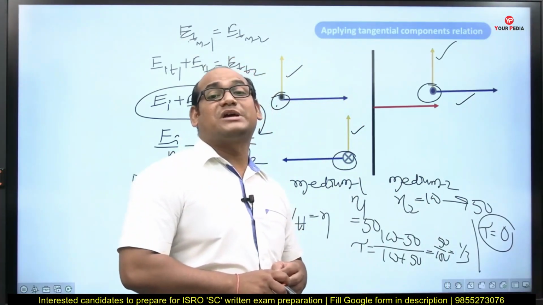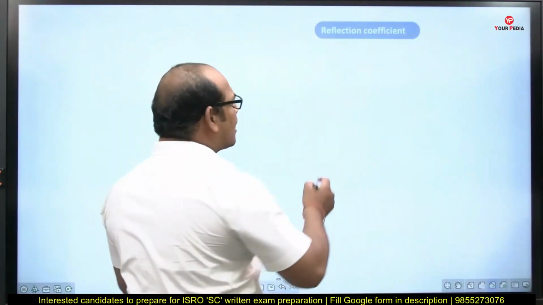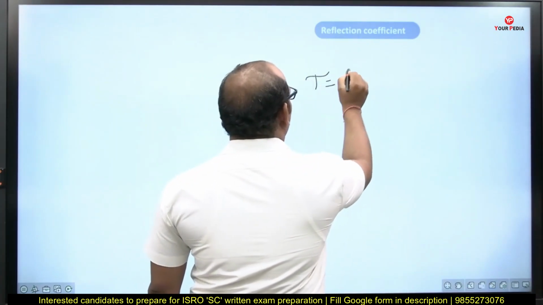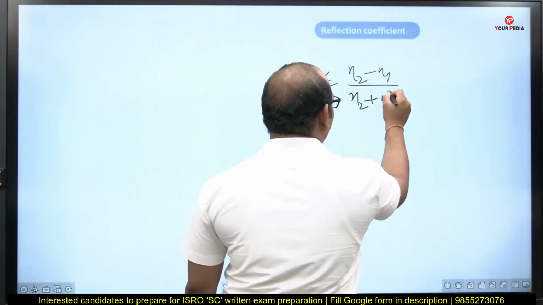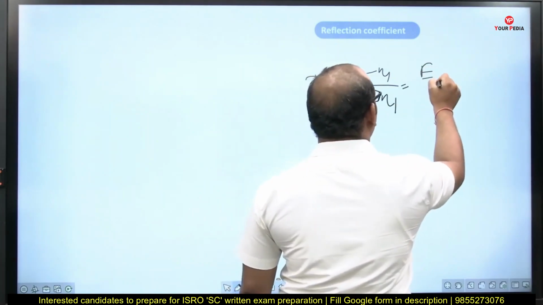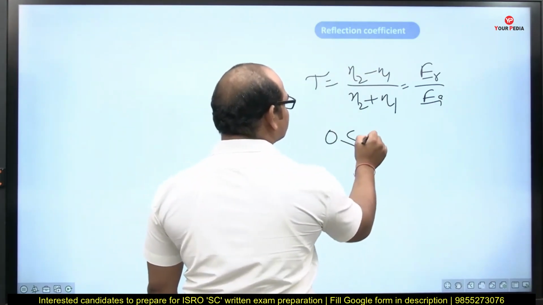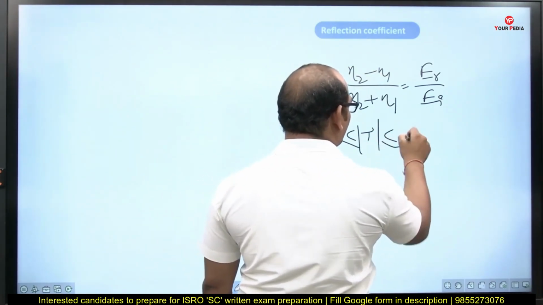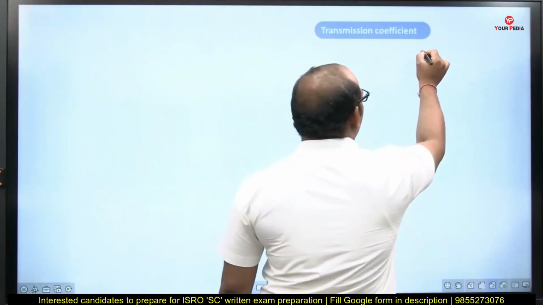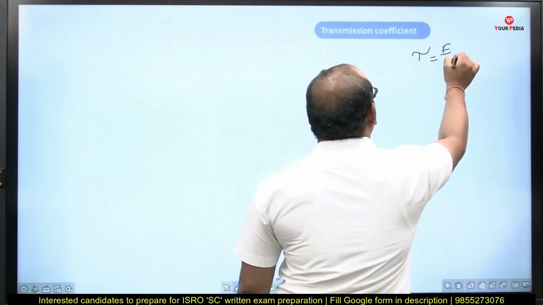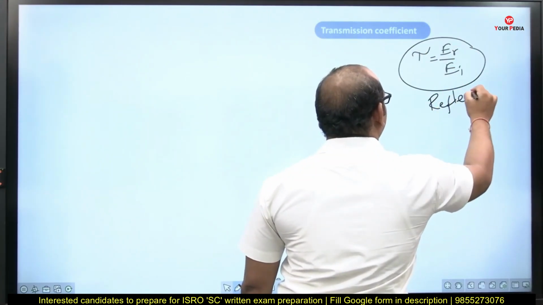Similarly, you can take another concept called transmission, which we can see in the next slide. The reflection coefficient, I have just explained in the previous slide. Here I am writing the formula eta 2 minus eta 1 by eta 2 plus eta 1, and the basic definition is the ratio of the reflected electric field and the incident electric field. What is the range of this? 0 less than or equal to mod tau less than or equal to 1. So the reflection coefficient tau is equal to ER by EI.